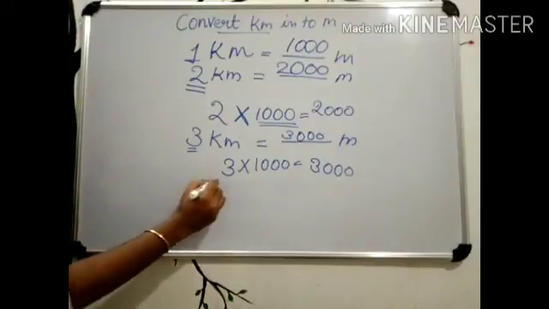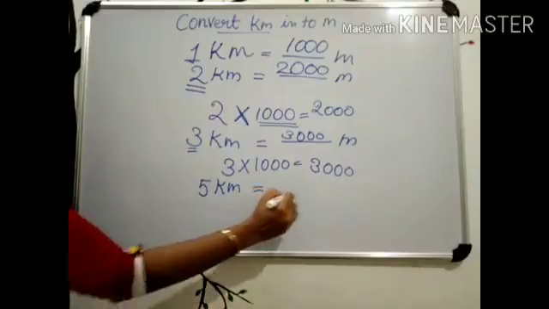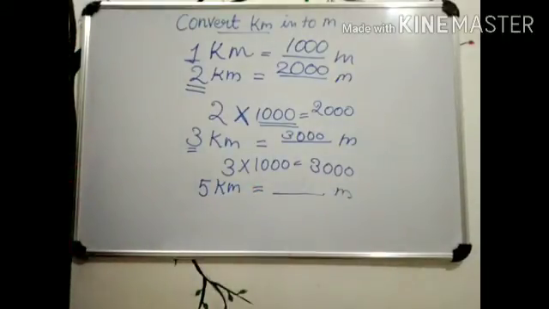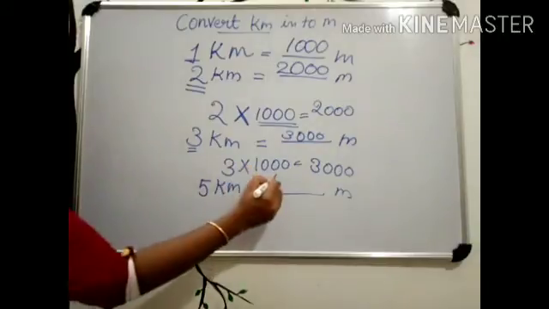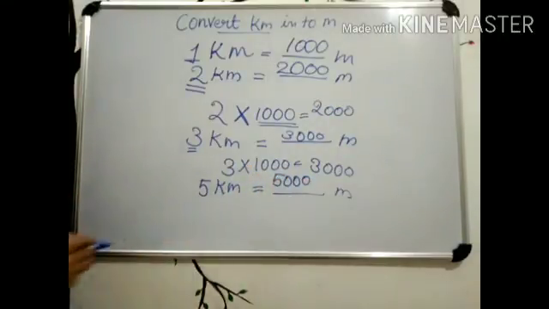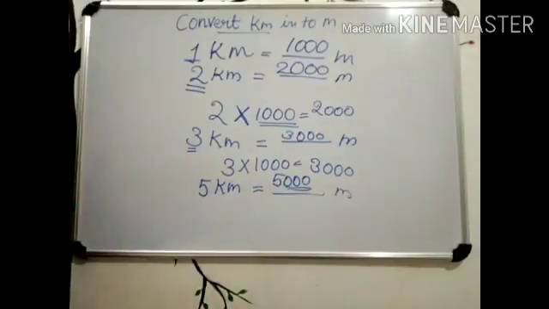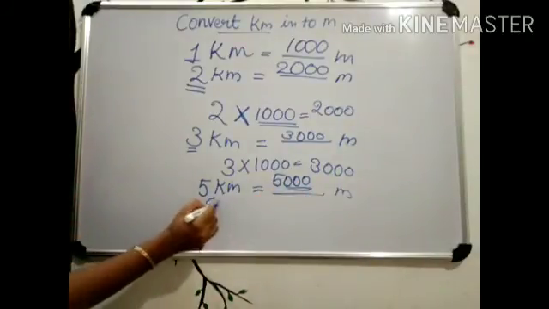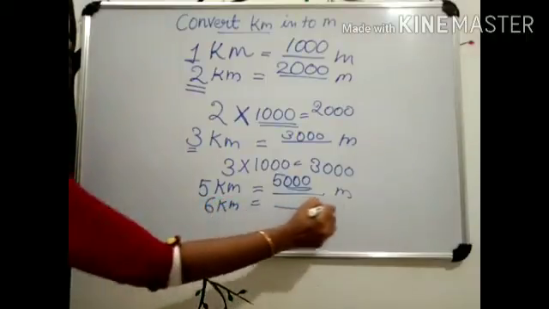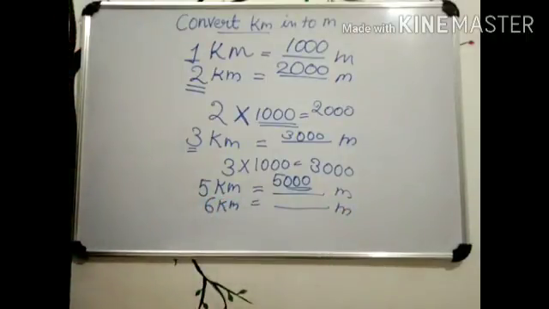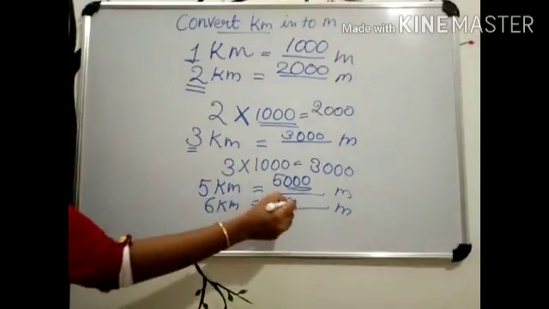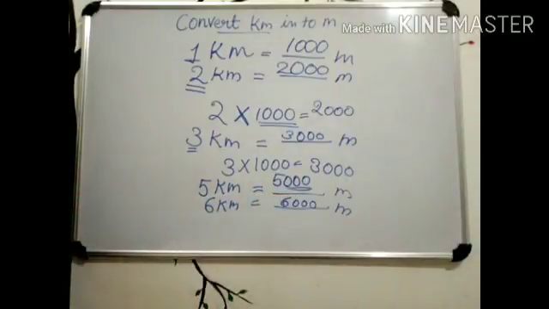Okay, one more example. 5 kilometer is equal to how much meter? Yes, 5 into 1000 is 5000, isn't it? Just add 3 zeros. Is it simple? Then 6 kilometer, how much meter? Yes, 6000 meter. Understood?